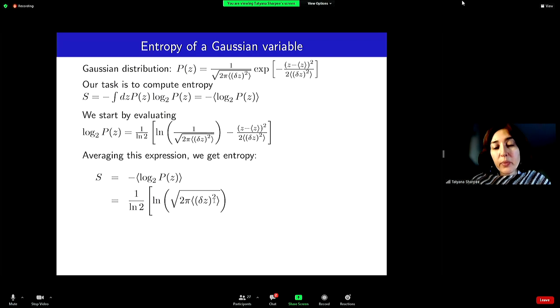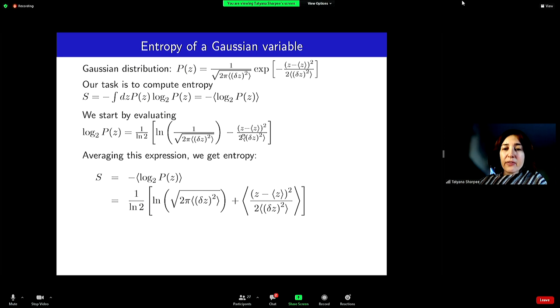So that's important because it says that for the entropy of a Gaussian distribution, the broader the variance, the larger the entropy, which is useful to remember and agrees with intuition.